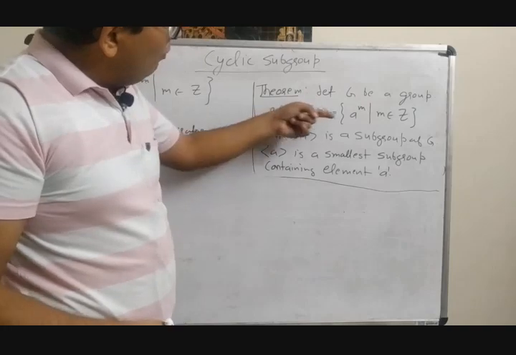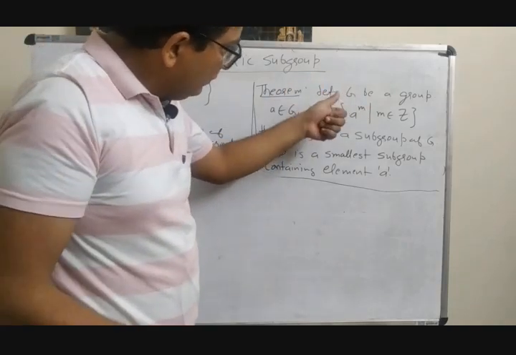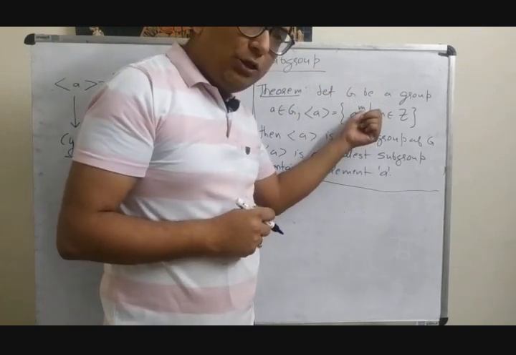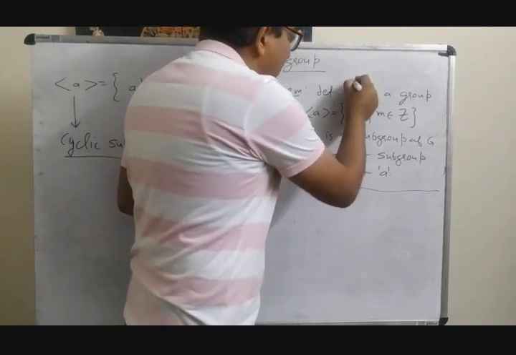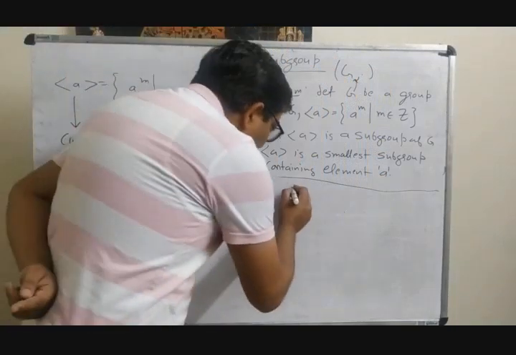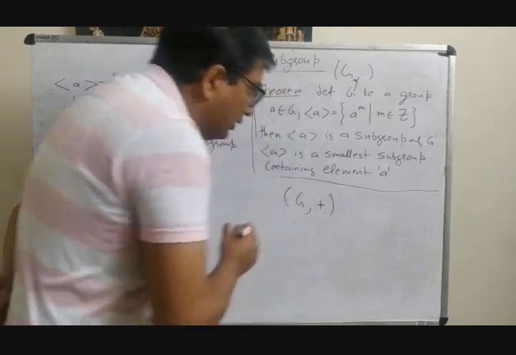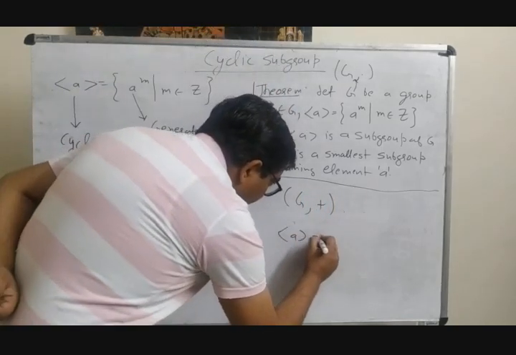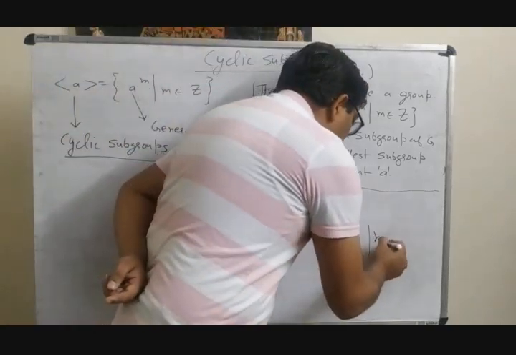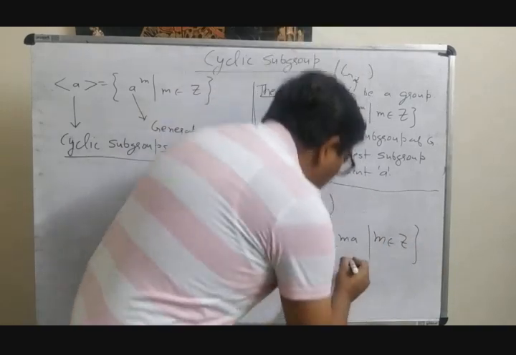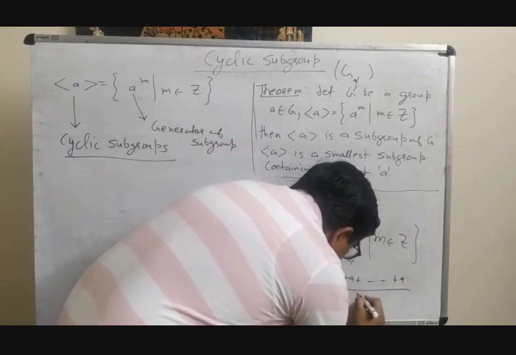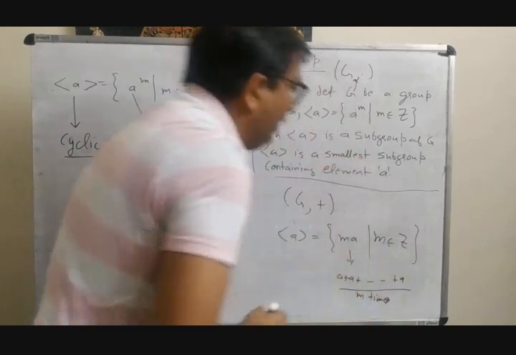So here in this particular case, we are taking the binary operation as multiplication. That's why we are taking A raised to power m. So basically here this G is (G, dot). And if in place of (G, dot) we have (G, plus), then this will become mA, m belongs to Z. Or mA, you can write A plus A, m times.